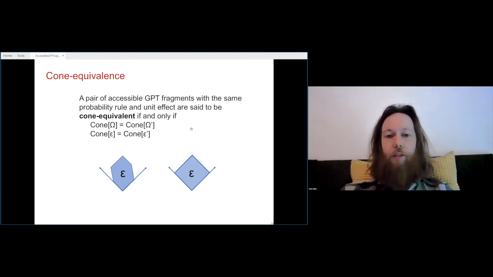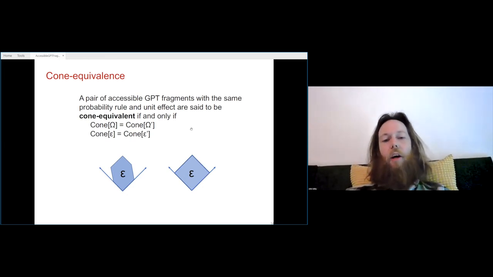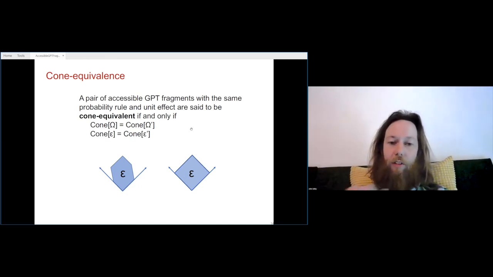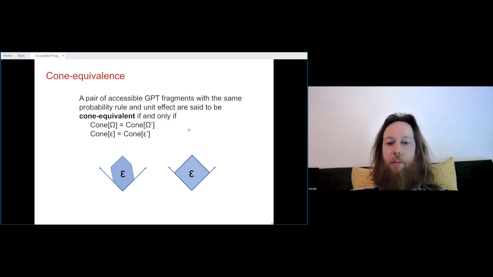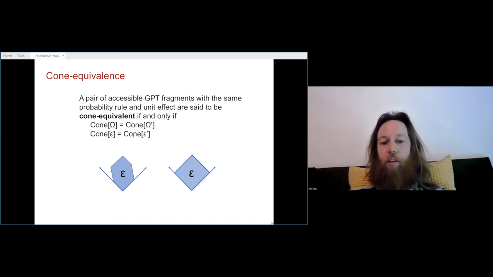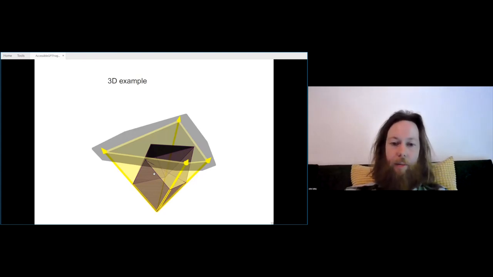A useful notion for these GPT fragments is the notion of cone equivalence. This basically says that rather than looking at the full geometry of the state and effect space, let's just look at the cones that they define. If the cone of states is equal and the cone of effects is equal, then we say that these two GPT fragments are cone equivalent. So there's a little example down here at the bottom. We've got two different effect spaces, E and E prime, and they're different convex sets, but if you look at the cones, they're the same cone. And this is just a 3D example of the same idea. We've got the gray bit and the yellow bit. These are different convex sets of states, but they define the same cone of states.